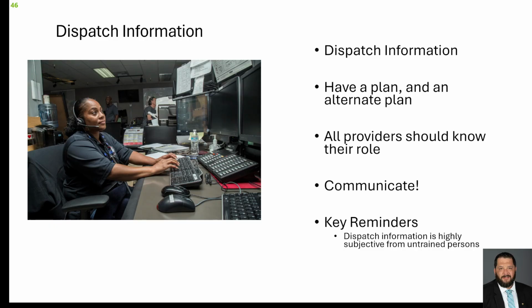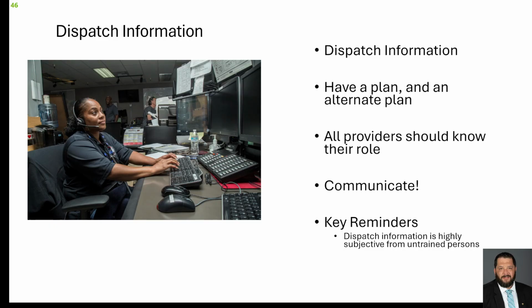And if you guys don't have roles assigned, you need to have that conversation with your partner on the way, okay, to make sure they know what they're doing and you know what you're doing. Make sure that you are able to communicate well. Communication is key, not just with your patient, but also with your other providers, family members, bystanders on scene, okay?